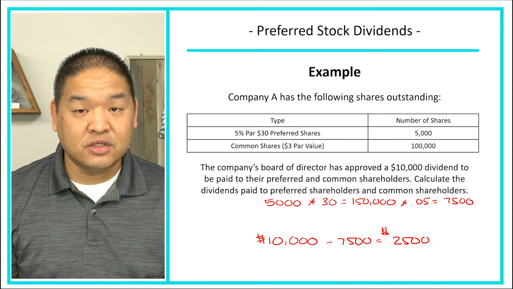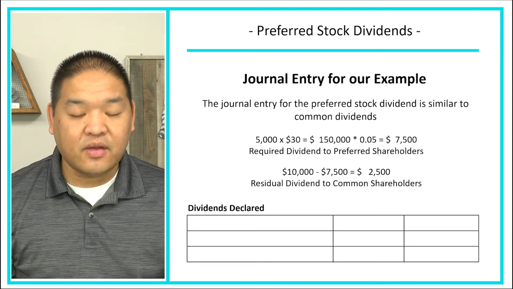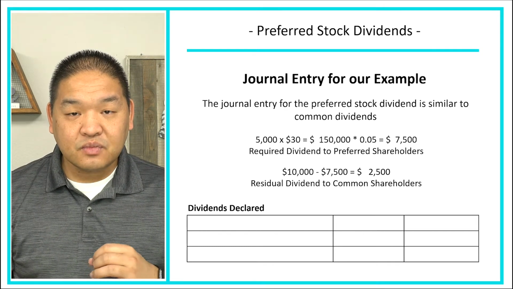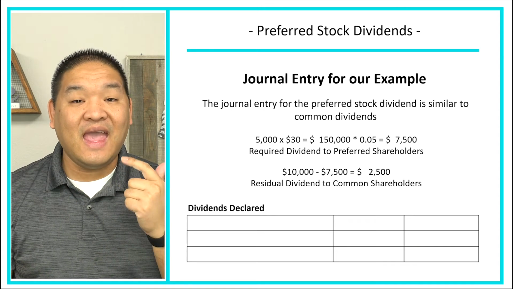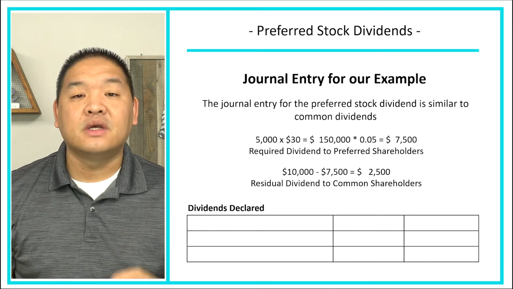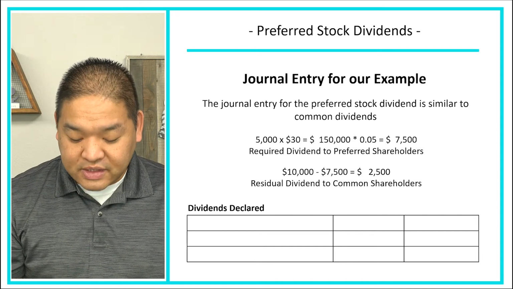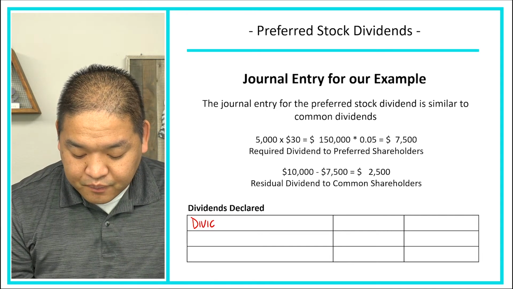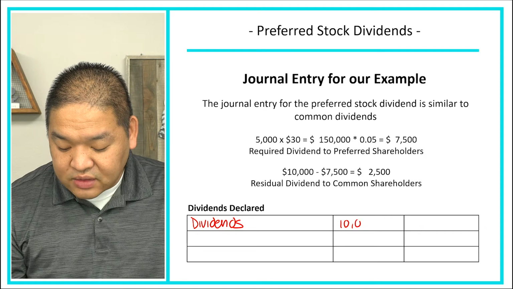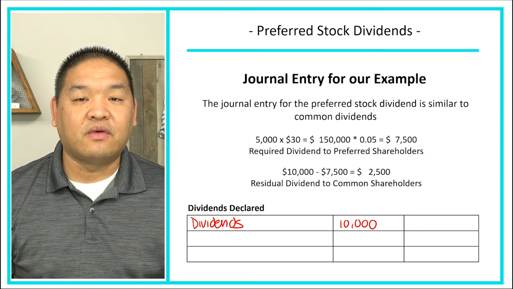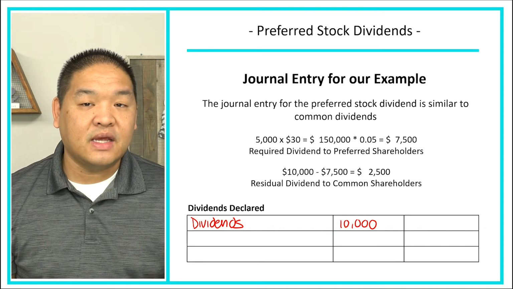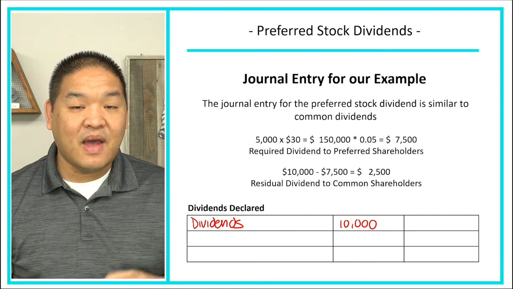Now we've got to do the journal entry associated with that. We've got our calculations above. What do we know? We know that this is going to have to be paid to common stock and preferred stock. When the dividends are declared, we are going to debit dividends, just like we normally would, in the amount of $10,000. And then what else do we have? Well, we have a liability. So we are going to credit dividends payable for their separate amounts. We're going to break it up based on the amount that goes to preferred and the amount that goes to common.